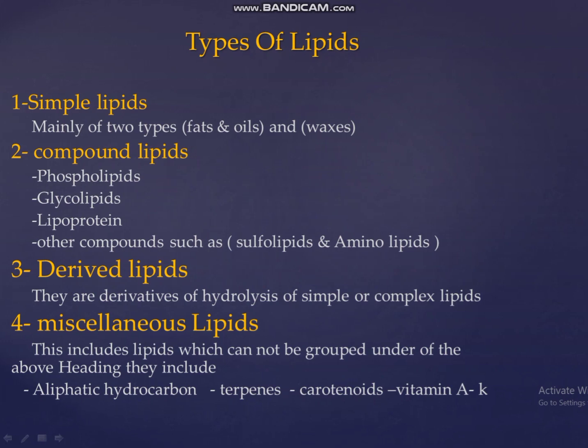Derivative lipids, they are derivatives of hydrolysis of simple or complex lipids. Miscellaneous lipids, this includes lipids which cannot be grouped under the above headings. They include aliphatic hydrocarbon, terpene, carotenoids, vitamin A and K.